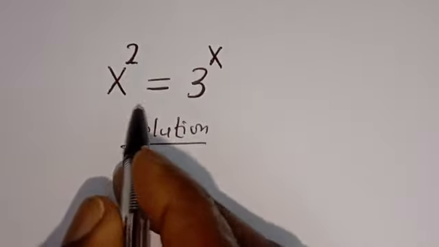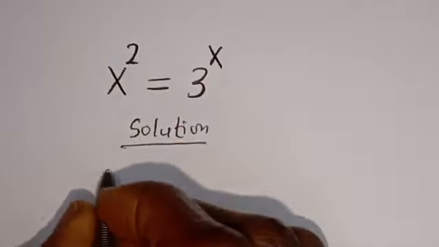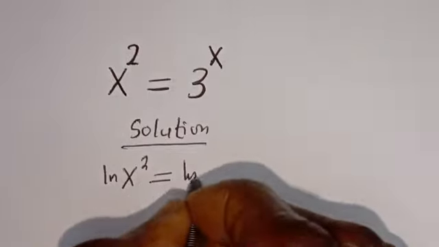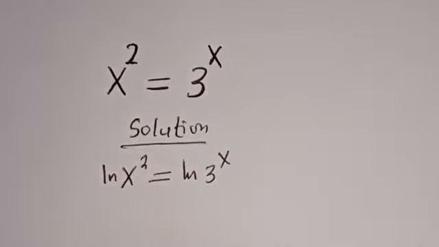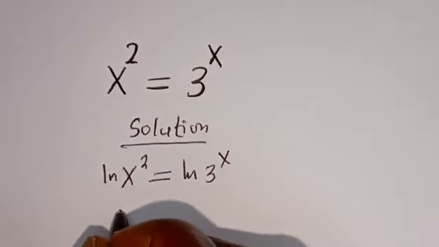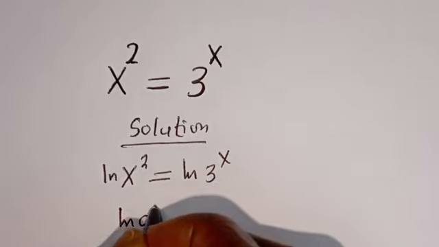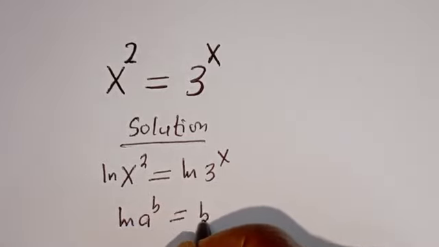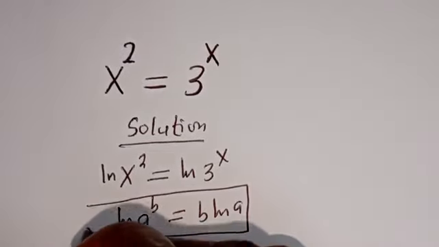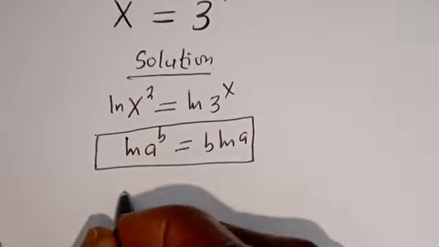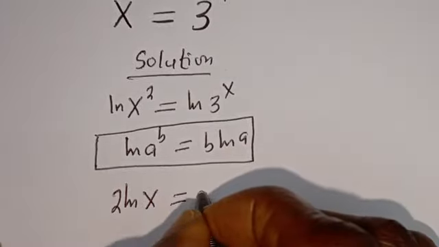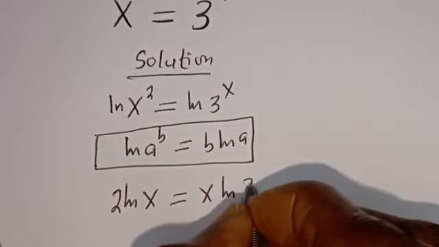Now from here, let's take the natural log of both sides of this equation. ln of x squared is equal to ln of 3 to the power of x. Now, if you have ln of a to the power of b, this is equal to b ln of a. Then this can be written as 2 ln of x is equal to x ln of 3.